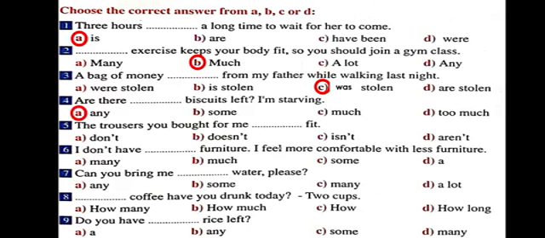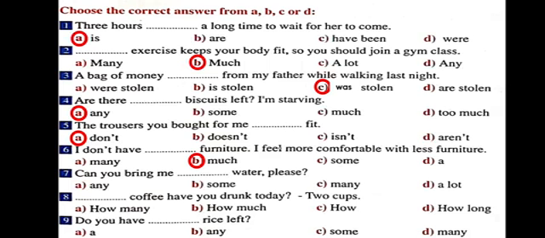Any. Interrogative, the question. The trousers you bought for me, space fit. Don't, doesn't, isn't, aren't. Don't fit. I don't have furniture. I feel more comfortable with less furniture. Many, much, some, a. The answer is much.